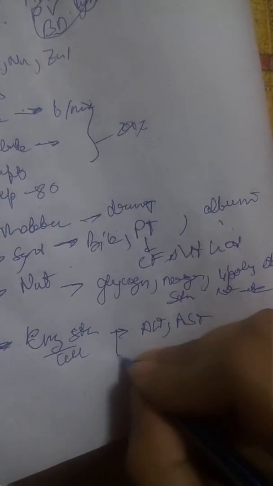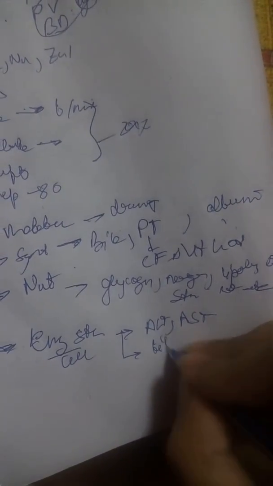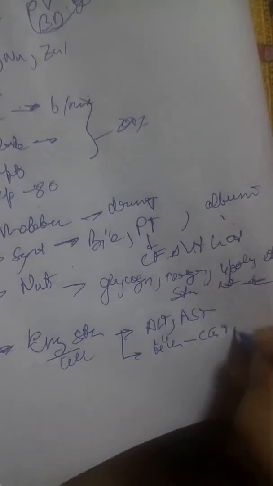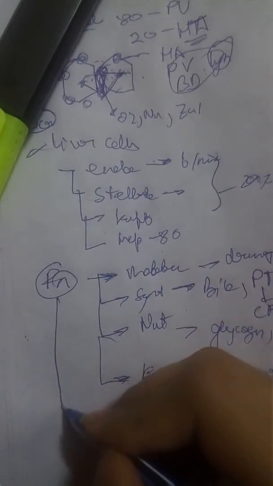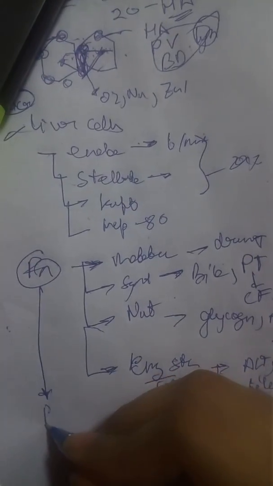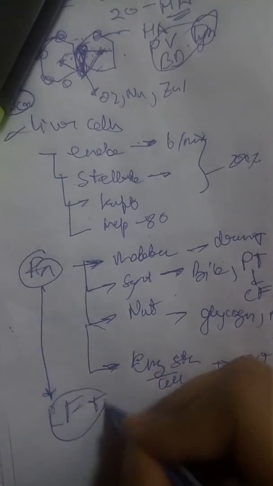And then we have enzymes stored in the cells. These are ALT, AST, and those stored in the bile canaliculi, GGT and alkaline phosphatase, ALP. These are basically what is used for LFT, liver function tests.